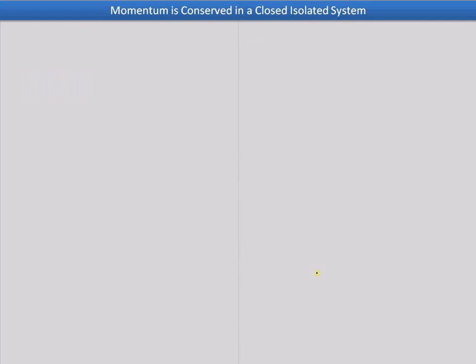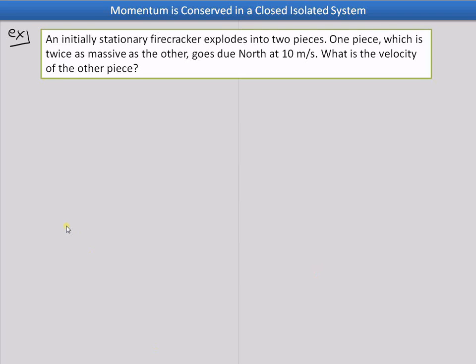Okay, so let's do an example. I'm going to pause for a moment, write down the question, and then we'll work the example. Alright, so here's our question. We have a firecracker explode, and let's say it breaks into just two pieces. And we measure the velocity of one piece and find that it's going due north at 10 meters per second. We want to calculate the velocity of the other piece.